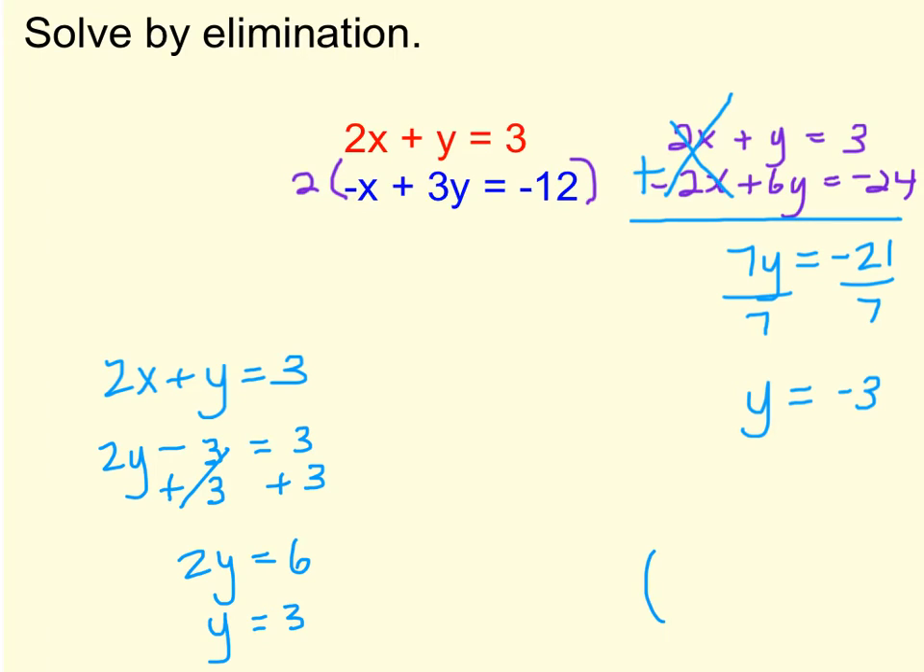So our ordered pair is, did you guys see what I did? So this x, when I rewrote it, should have still been an x, which means this is still an x, which means x is equal to 3. So we have 3 comma negative 3.